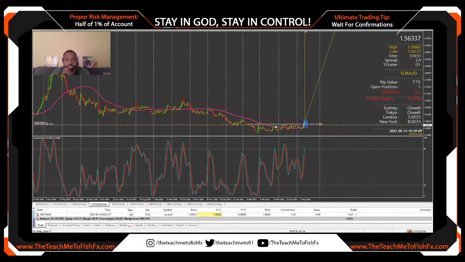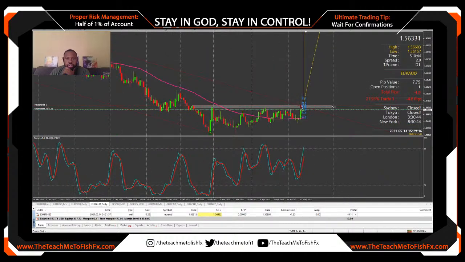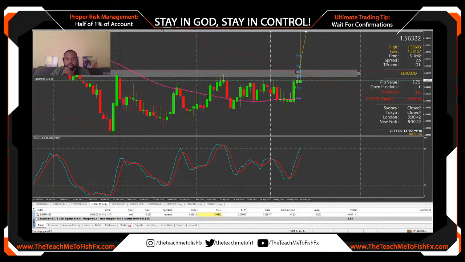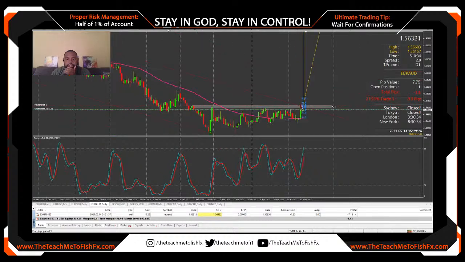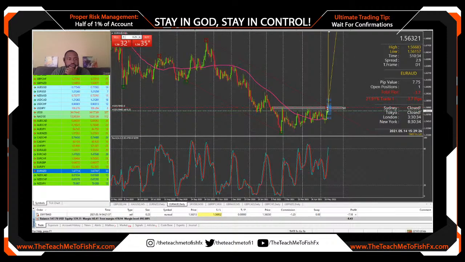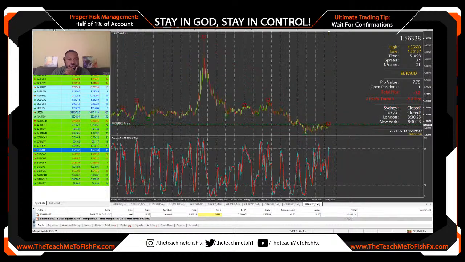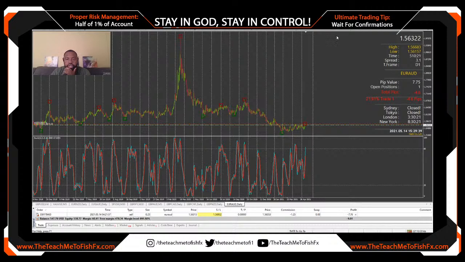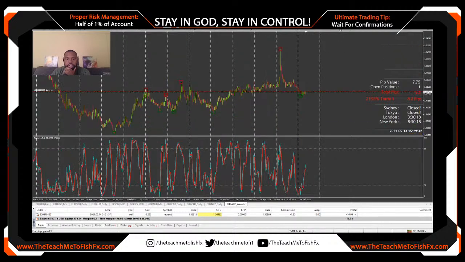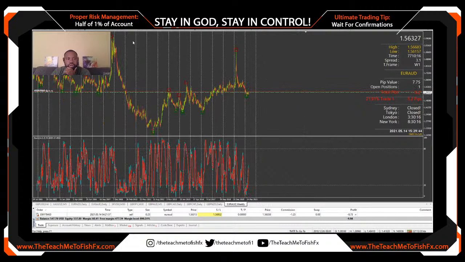All right, so we're currently in the negative on this trade, but we'll get into trade management in a second. I'll tell you what I'll do: Euro Aussie, let's start this off blank and show you guys what I got going on here. If we look at Euro Aussie on the weekly and the daily, overall it is a downtrend.